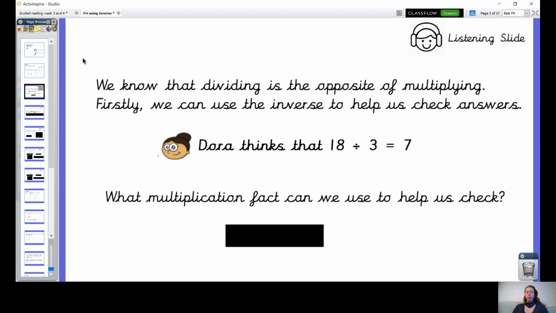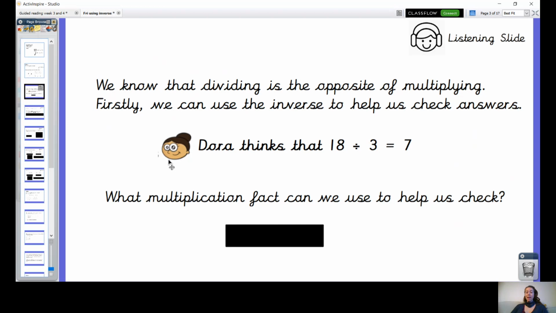Okay, listening slide, pop your pencil down. Now we know that dividing is the opposite of multiplying. Firstly, we can use the inverse to help us check answers. Now, we've come across the inverse before when we were checking our addition or subtraction answers. We can do the opposite, can't we, to check? So we can also use the inverse in the same way when we're looking at multiplication and division number sentences. So let's have a look at an example.